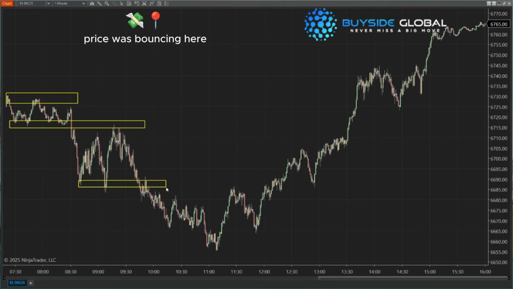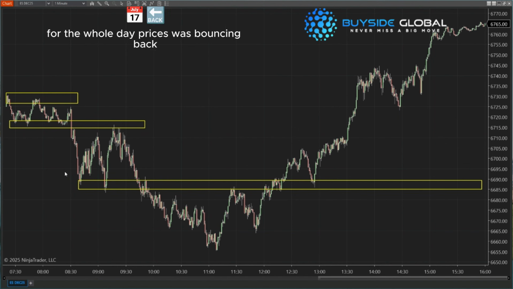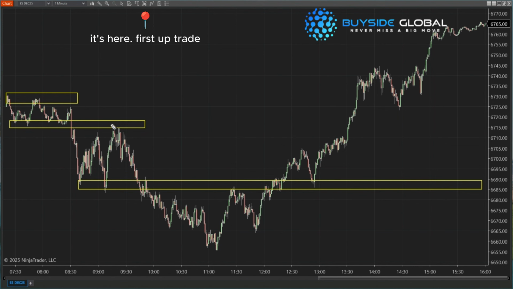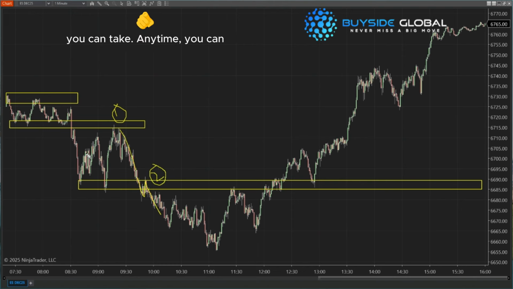And then the next level. This price level was bouncing multiple times. This is where the whole level held for the whole day. Price was bouncing back. If you take the trade here, that's the first trade, and the price went down. Second trade, you can see it broke out and retested, came back down. So this is the second opportunity you can take. Anytime you're able to form the supply or demand, price came out of that range, retested, and then pulled back, that's a great way to enter.